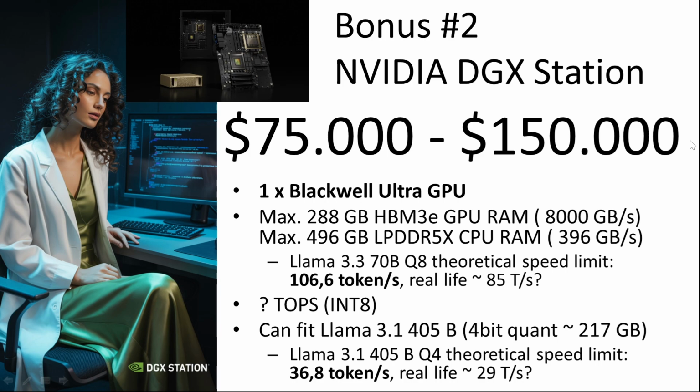So it has the Blackwell Ultra GPU with a maximum of 288 gigabytes of high bandwidth memory, HBM3E GPU RAM, with 8,000 gigabytes per second throughput. These are the types of values you want and you lust after, really, if you want to run LLMs fast. And it has a maximum of 496 gigabytes of LPDDR5X CPU RAM, which has 396 gigabytes per second of bandwidth. And the idea is there's an interconnect which will connect the CPU cores and the GPU cores and allow them to share the memory.